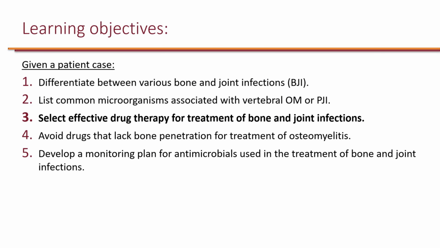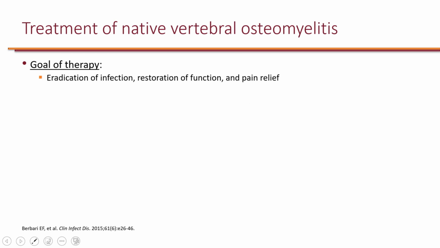We differentiated between various bone and joint infections. We listed common microorganisms associated with vertebral osteomyelitis or prosthetic joint infection. Now, given a patient case, select effective drug therapy for treatment of bone and joint infection. Let's start with native vertebral osteomyelitis.